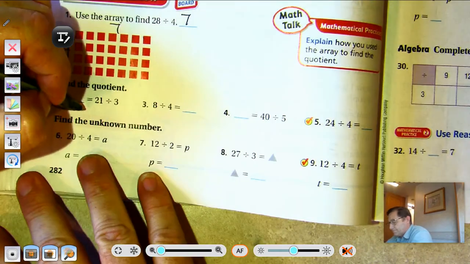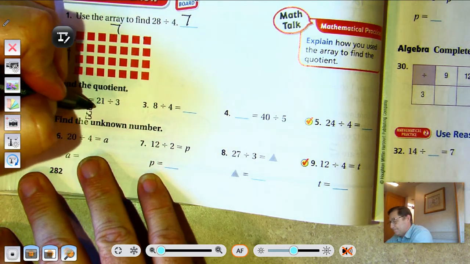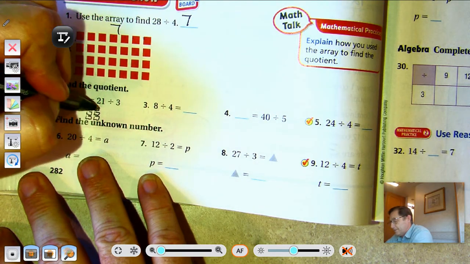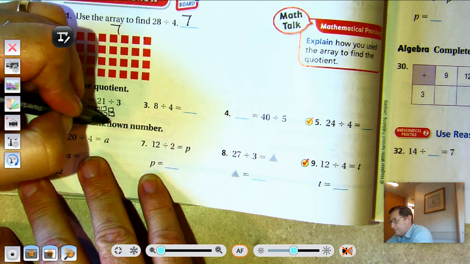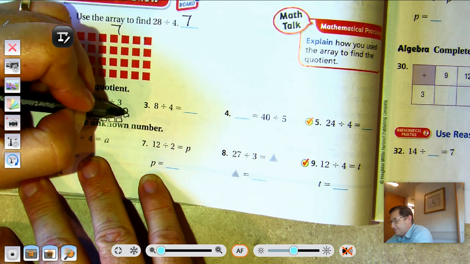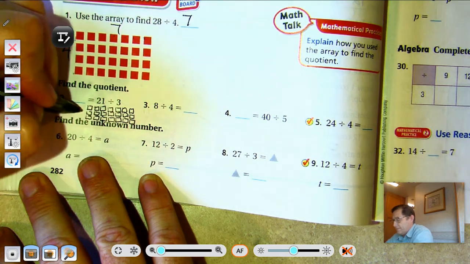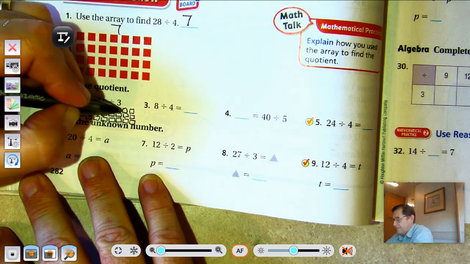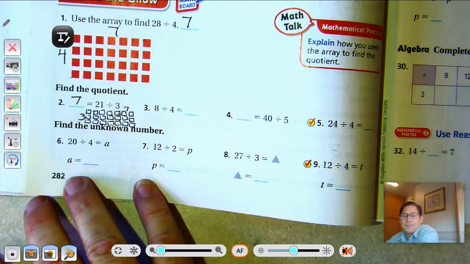Okay, well, 3 rows, 6, 9, 12, 15, 18, 21. 3 by 1, 2, 3, 4, 5, 6, 7. So 21 divided by 3 is 7.